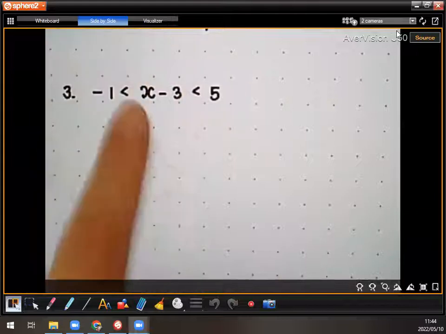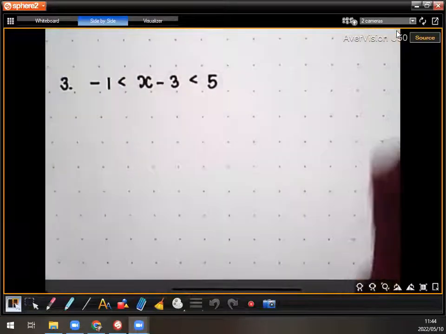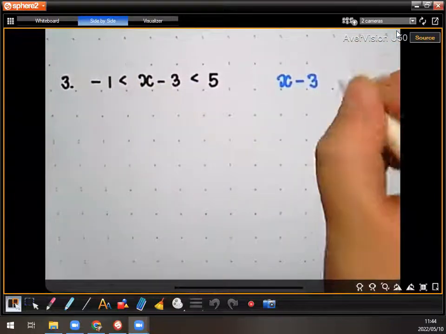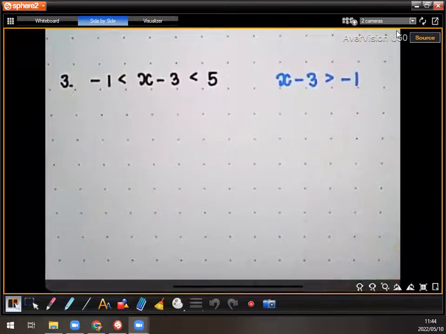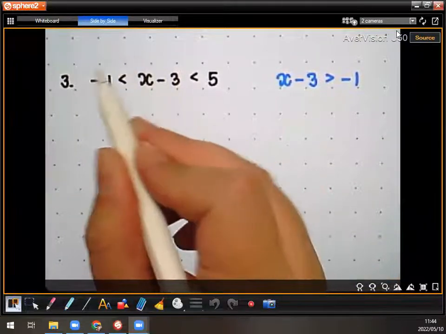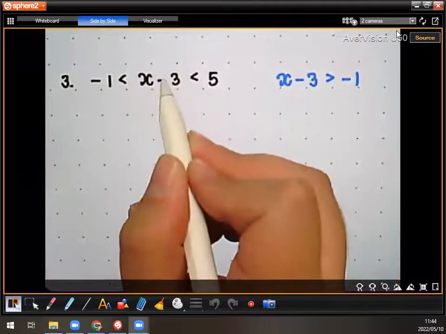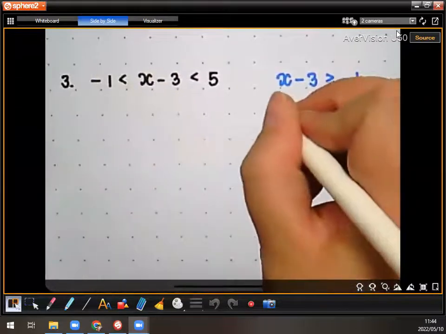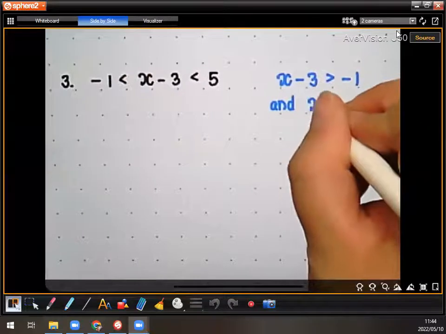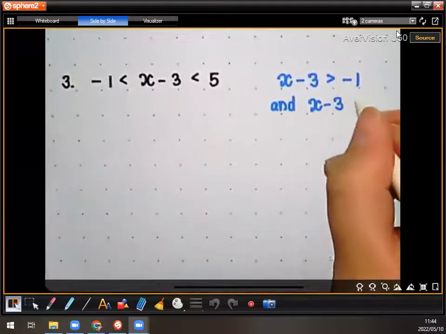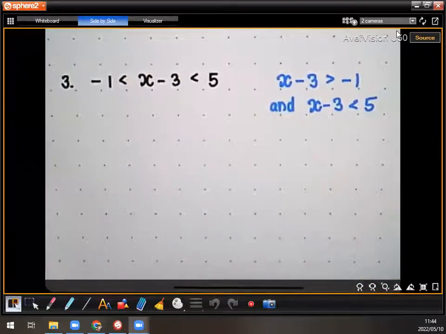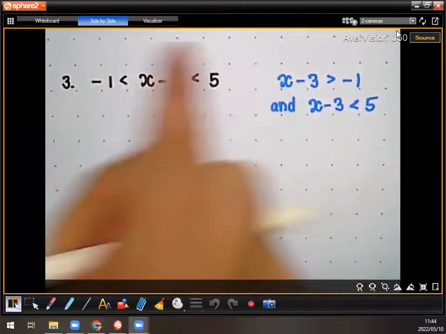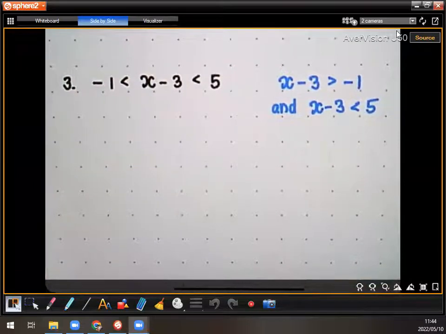But what this is actually saying is that x minus 3 is greater than -1, right? If you read it from the inside out, that is what this is saying. x minus 3 has to be greater than -1, but at the same time, x minus 3 has to be smaller than 5. You could, if you wanted to, split this into two separate inequalities.